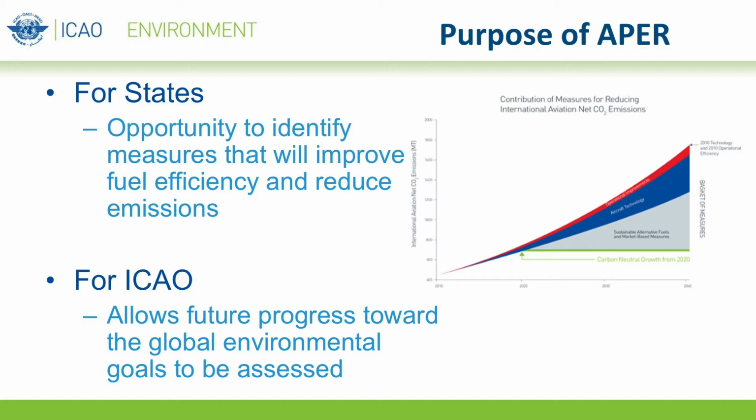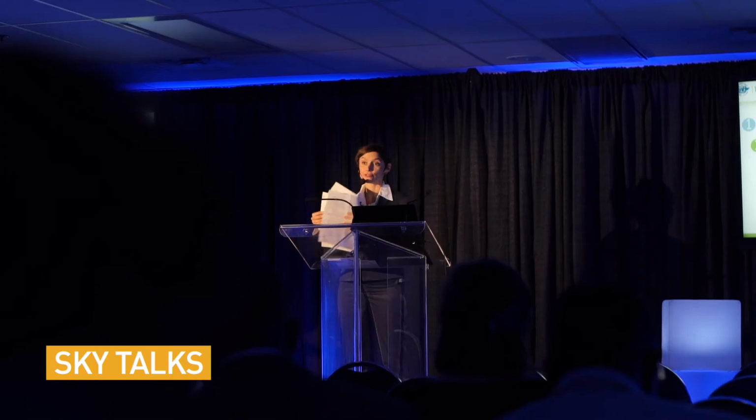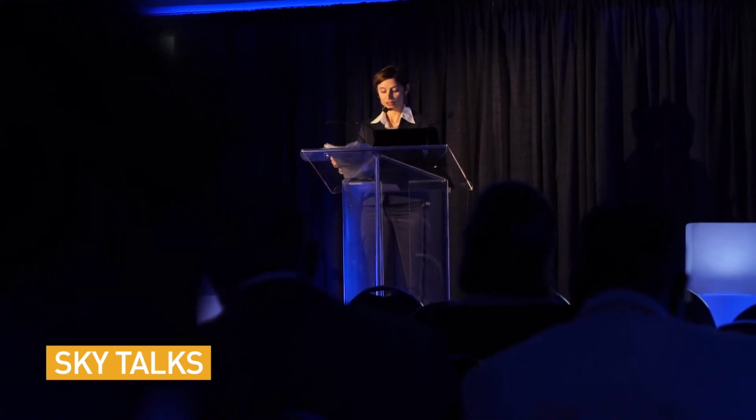And on its side, ICAO uses the quantified information included in the action plans to assess the collective progress against its aspirational goals of 2% annual fuel efficiency improvement and carbon neutral growth from 2020. Now the purpose of the action plan is clear. Let's see what the document itself should actually include.